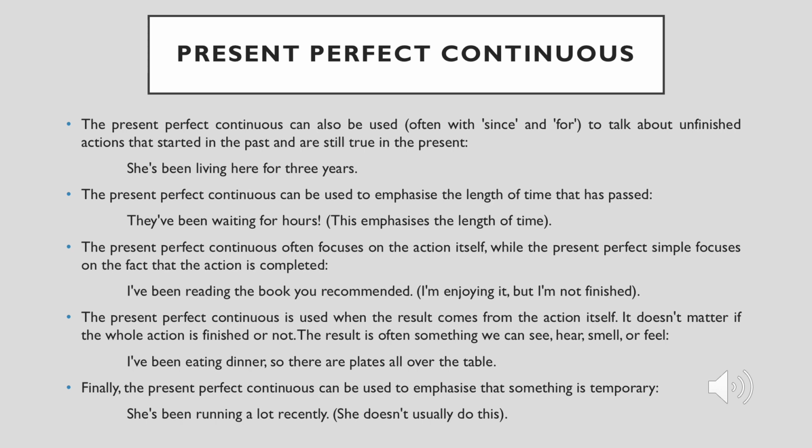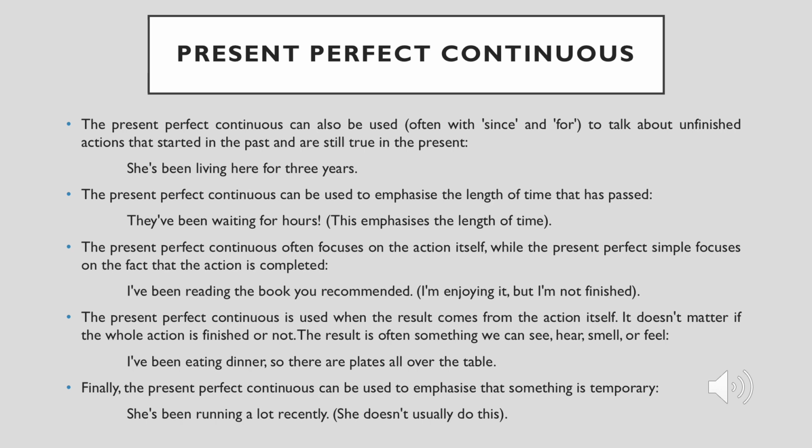Second use is that it's used to emphasize the length of time that has passed. For example, they have been waiting for hours. Third, the present perfect continuous often focuses on the action itself, while the present perfect simple focuses on the fact that the action is completed.